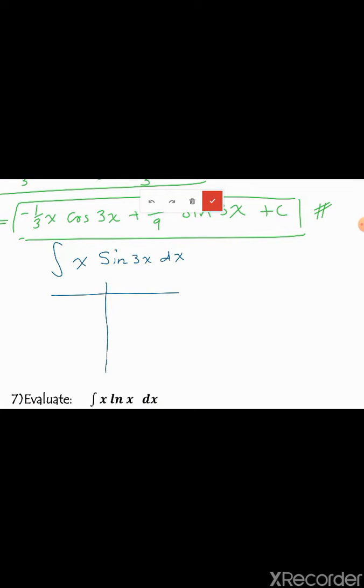I will make a table, and here the repeated differentiation, and here the repeated integration, and up here x, and its derivative is 1 and then 0, and the integral of, and up here sine 3x, its integral is negative cosine 3x, and this all over 3. Over 3 is the same as multiplying by third, and here is negative. And then again it will be here negative 1 over 9 sine 3x.